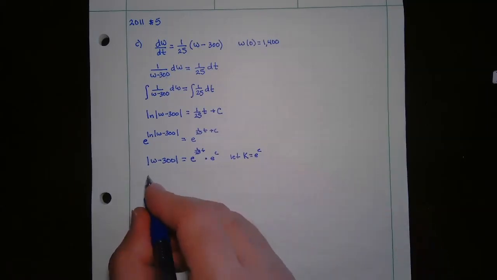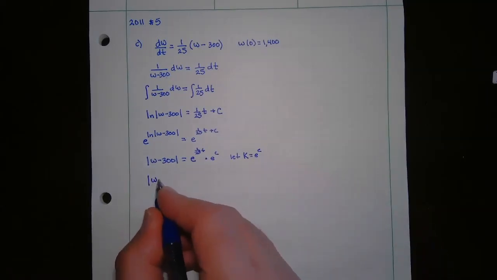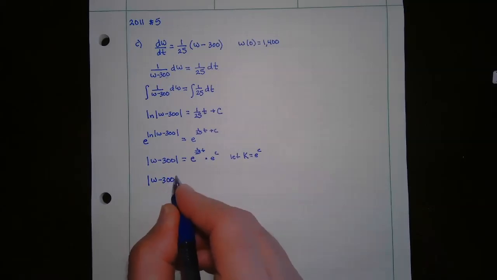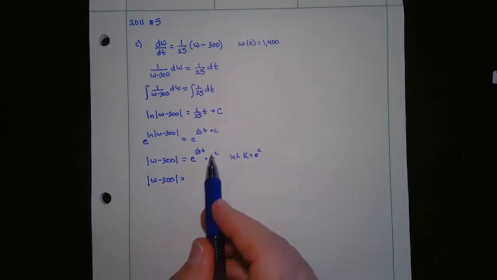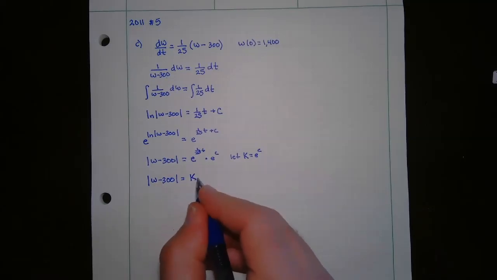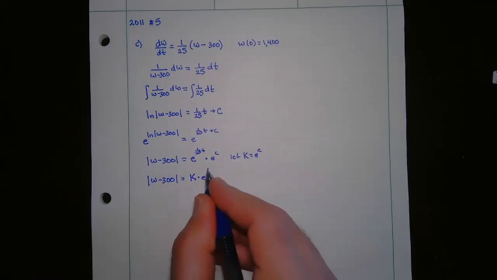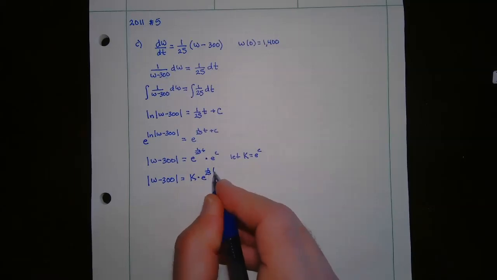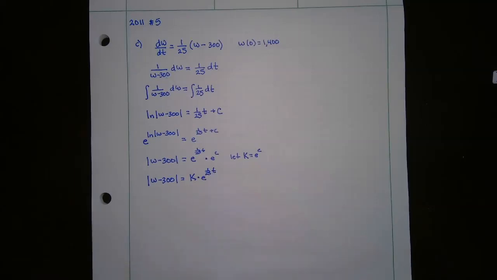Okay? So the absolute value of W minus 300 is equal to, so this is going to become K, and I'm actually going to put it in first, okay? So I'm going to write it first. So K times e to the 1 over 25 t, okay? All right, so then the next thing you could do is go ahead and put your initial conditions in to get this K value, okay?